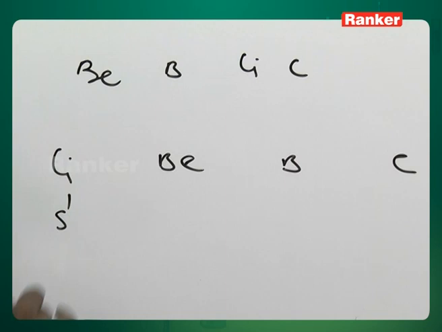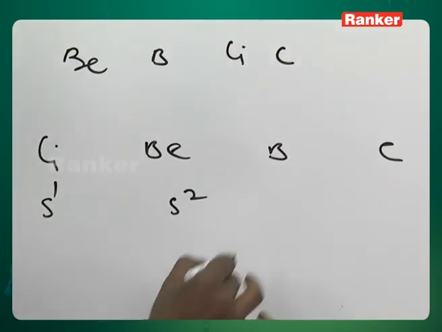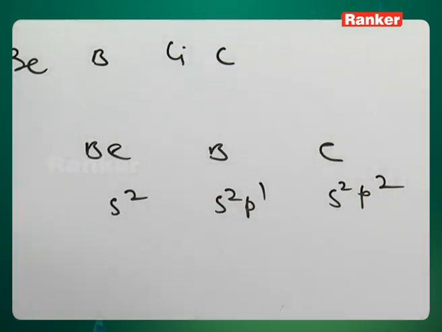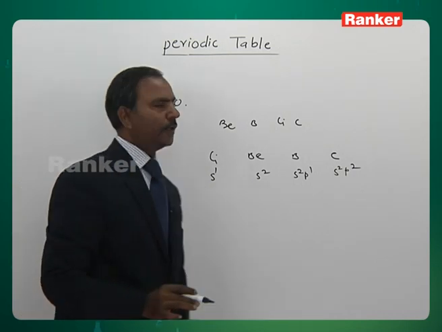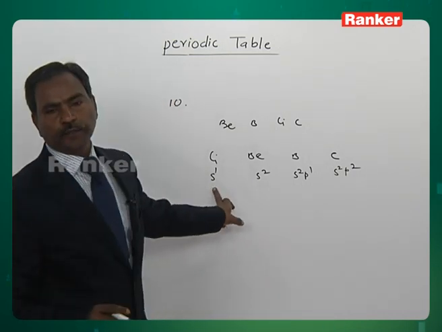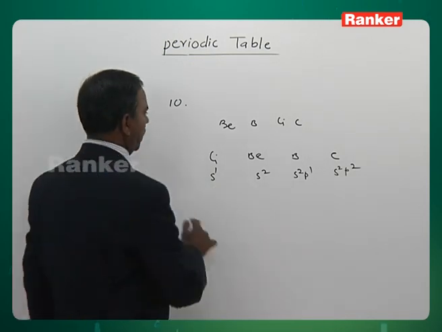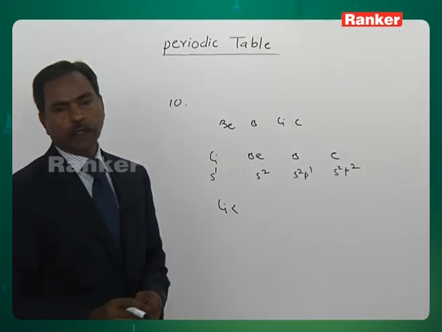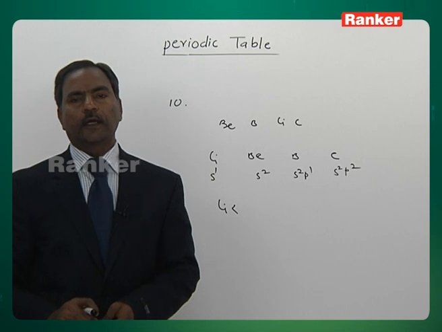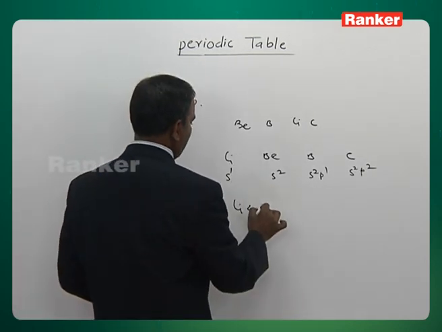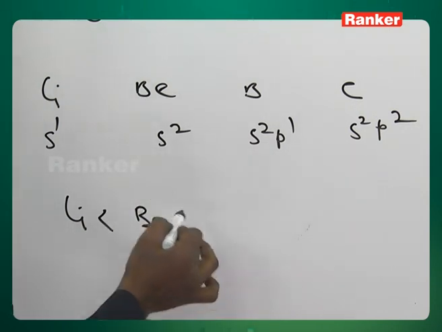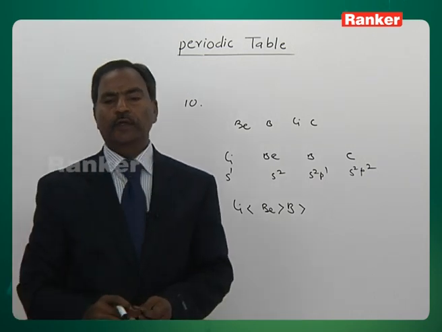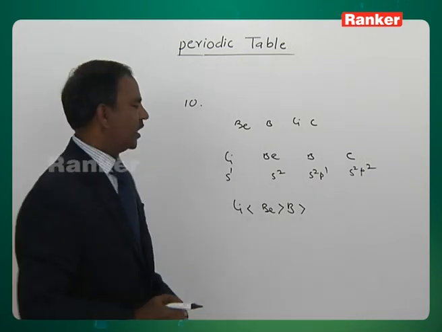The configuration of lithium is what? S1. Beryllium is S2, boron is S2P1, carbon is S2P2. According to order of stability, lithium has the less stable electronic configuration. Therefore, among these, lithium will definitely have the lower IP value. Lithium is less than beryllium, but beryllium is more than boron, and boron is less than carbon.